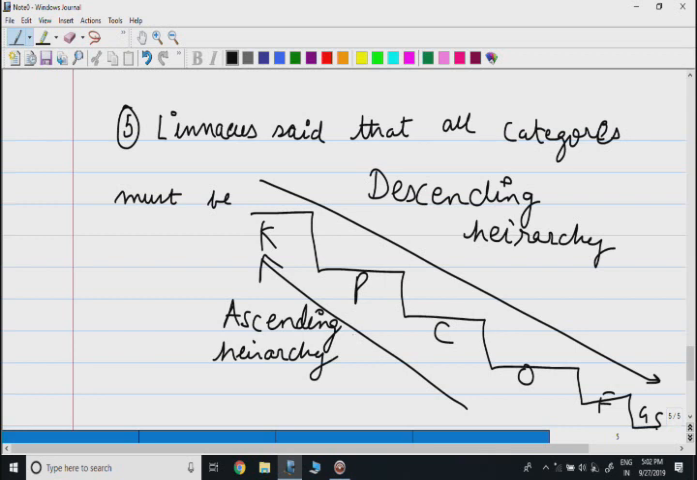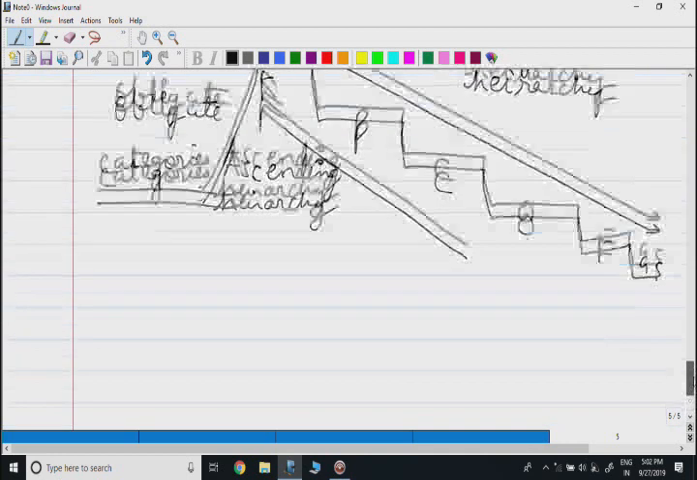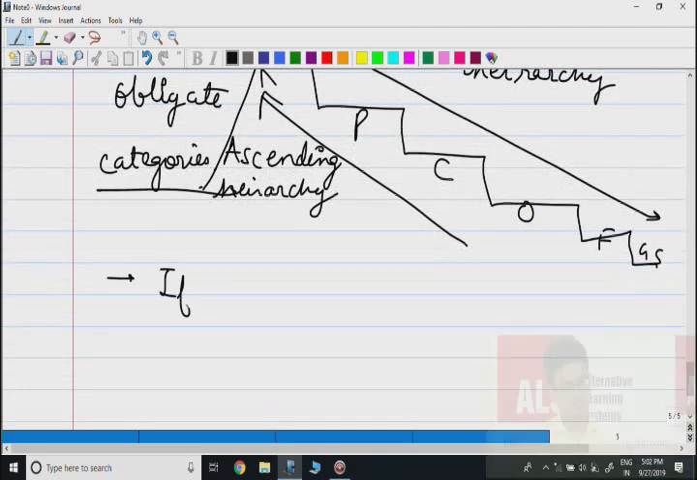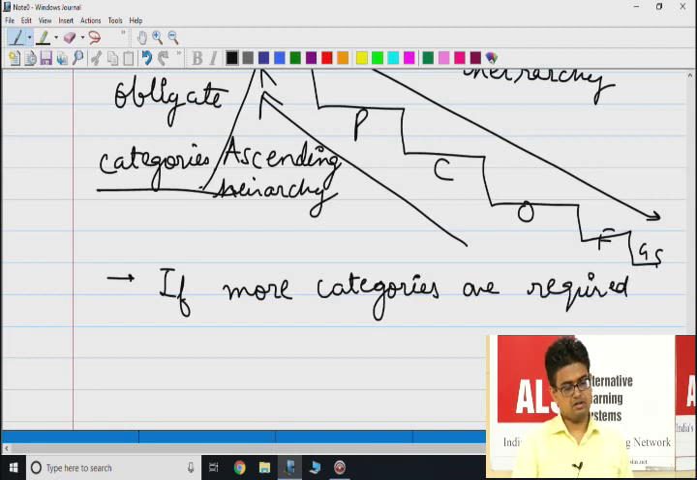So if all the categories are used, all categories must be obligate categories. This is what Linnaeus said. You must use at least 7, and if you require more, you can make more. If more categories are required, then they might be added.